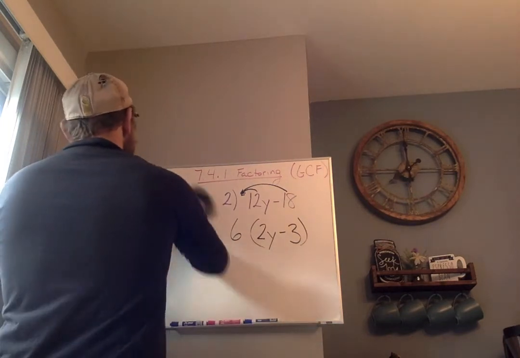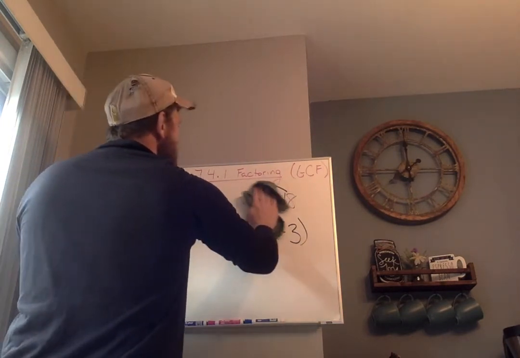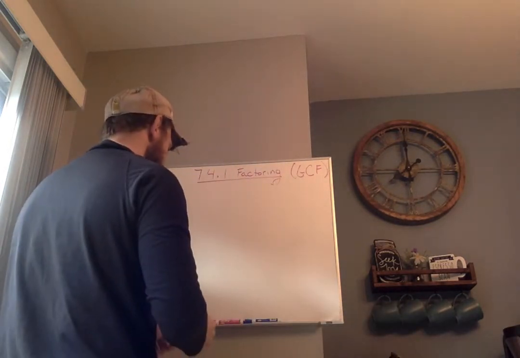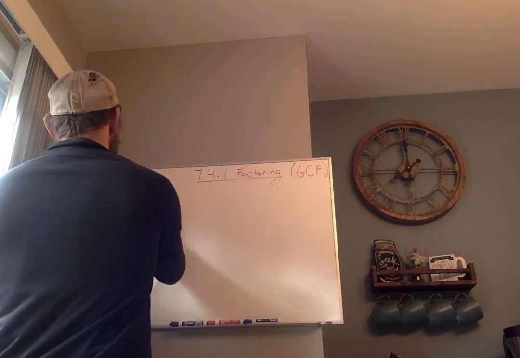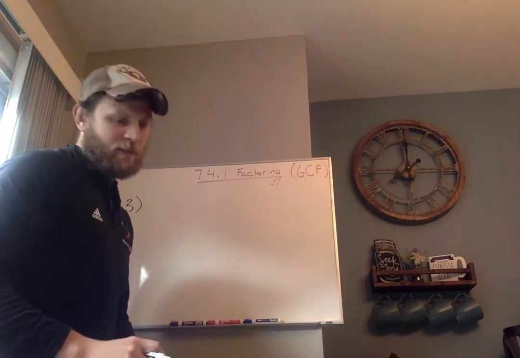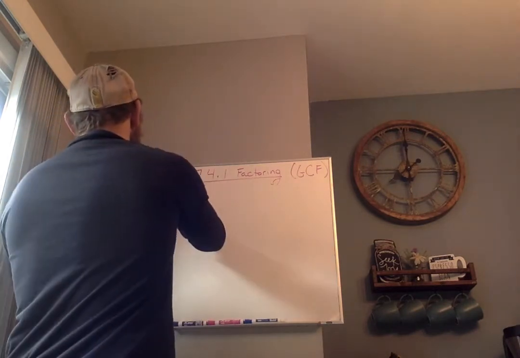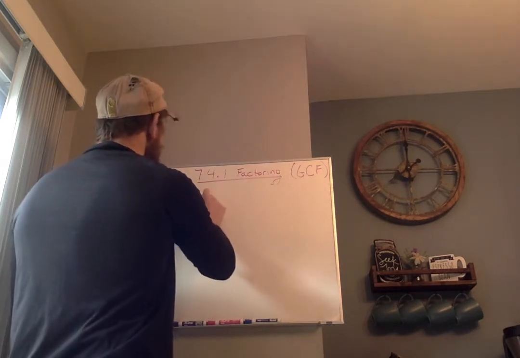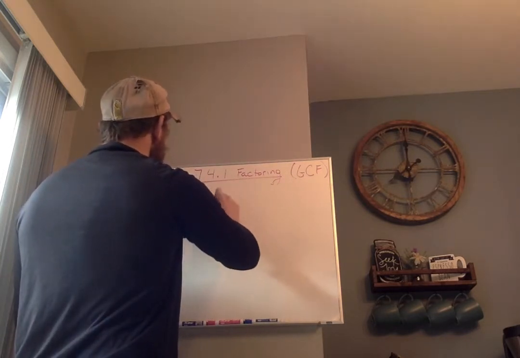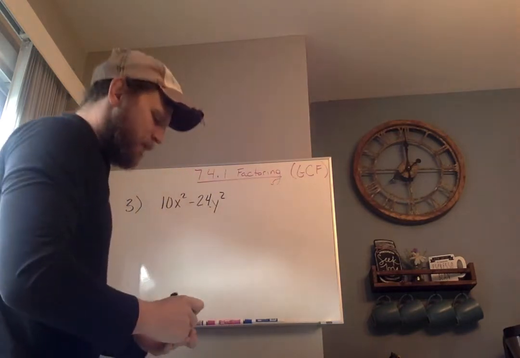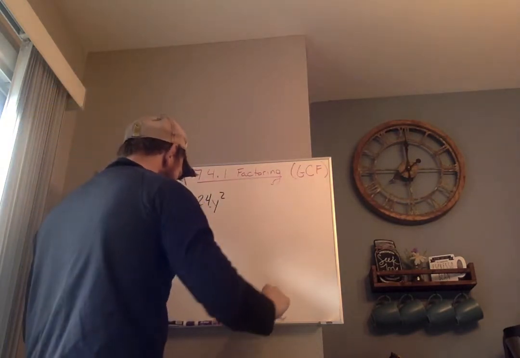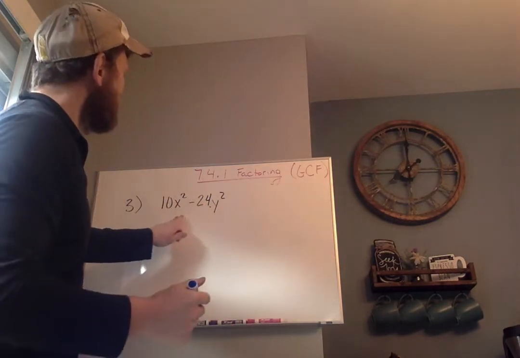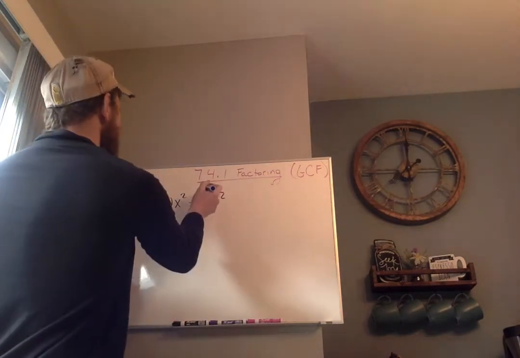So let's look at number 3. It says 10x squared minus 24y squared. Okay? So now what I'm going to do here is I'm going to be looking for what goes into both this and this. Now the variables are different, so that doesn't work. All right?